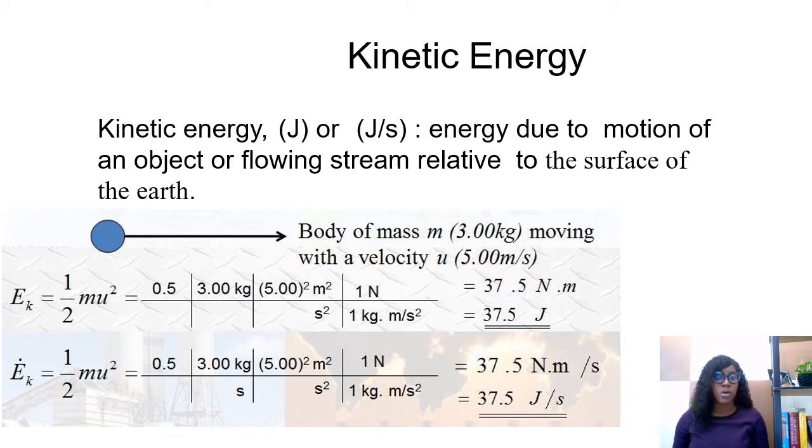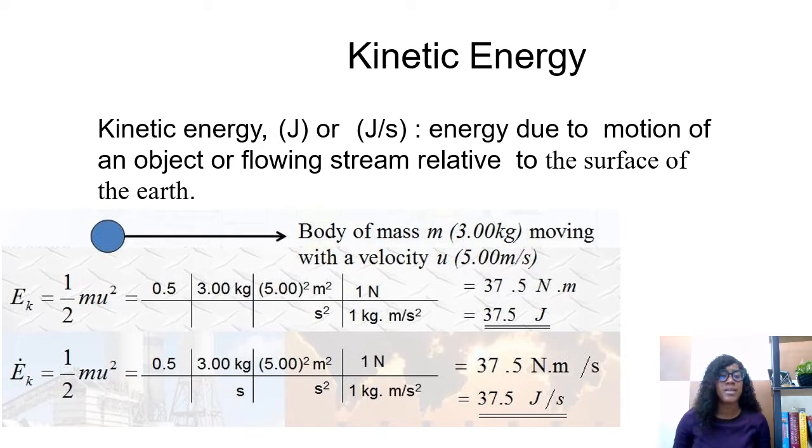So now from lecture 1, we realize that kinetic energy is due to movement, motion of an object, or let's say a flowing stream, right? Now, in order to calculate the kinetic energy of a system or an object, we use EK, where EK represents the kinetic energy, is equal to half m u squared. So m would represent the mass and u squared would represent the square of the velocity.